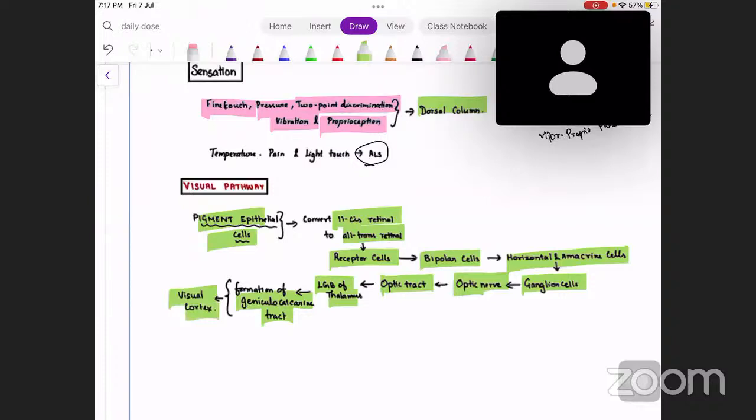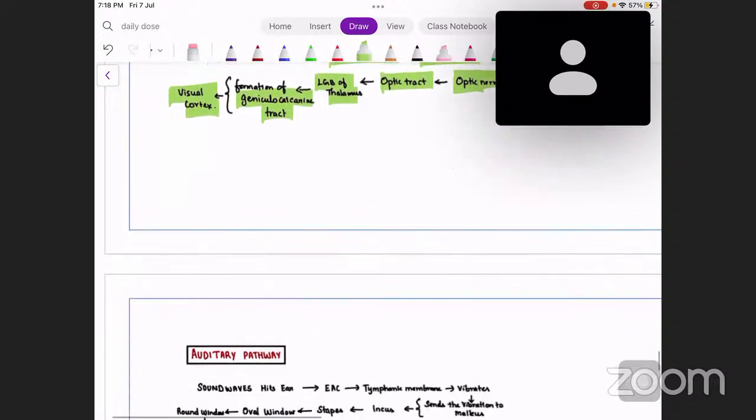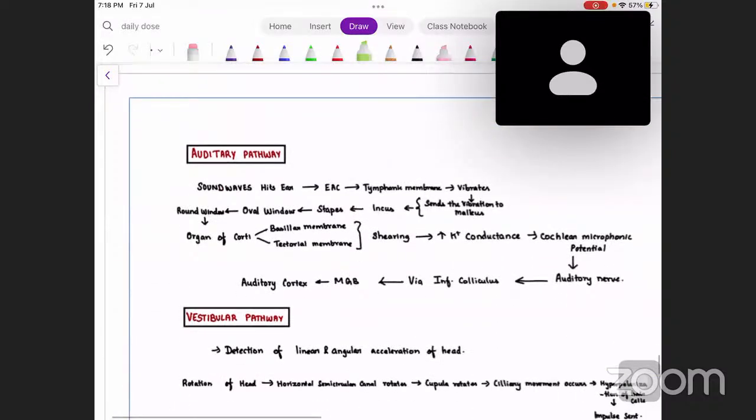Straight to remember: pigment epithelial cells, when light hits them, convert 11-cis retinol to all-trans retinol, stimulus to receptor to bipolar to amacrine to ganglion to optic nerve. So the eye ends here. Optic nerve to optic tract to lateral geniculate body of thalamus to geniculocalcarine tract to visual cortex. Clear about the visual pathway? Then you have the auditory pathway.